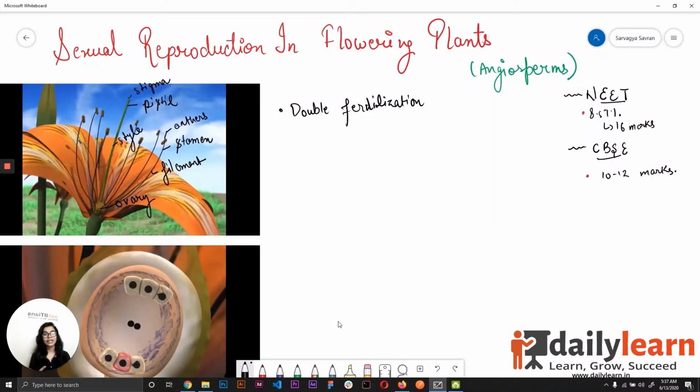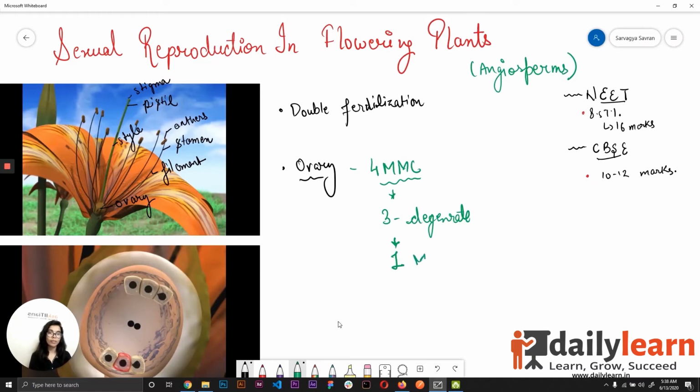Now, if we look inside, the ovary basically has 4 megaspore mother cells, right? 4 megaspore mother cells, that is the MMC. You see 3 degenerate and only 1 is left, which accounts for making the entire ovule, okay? 1 megaspore mother cell is left, which makes the ovule. It is very easy for you guys if you make flow charts while learning, because it will make the learning very systematic and organized, right?